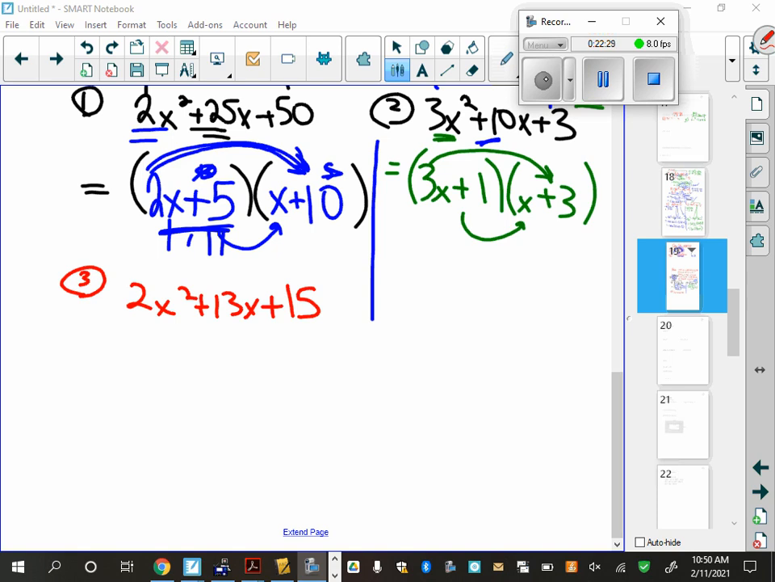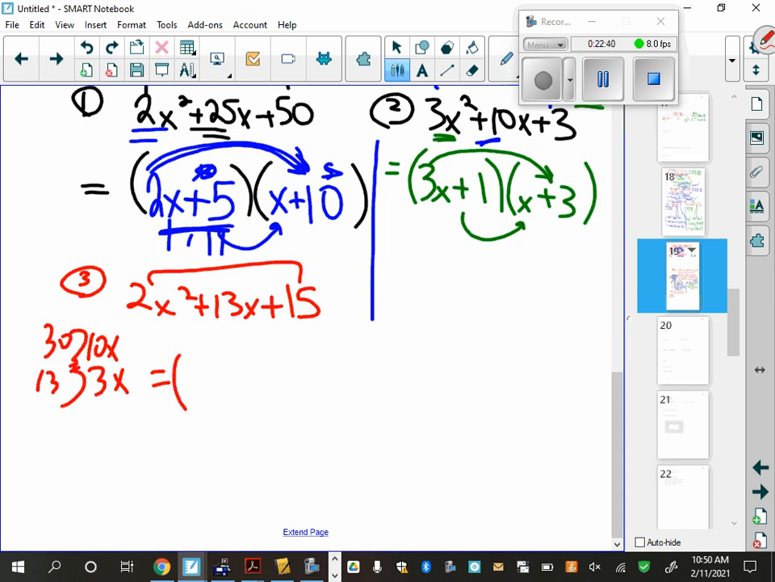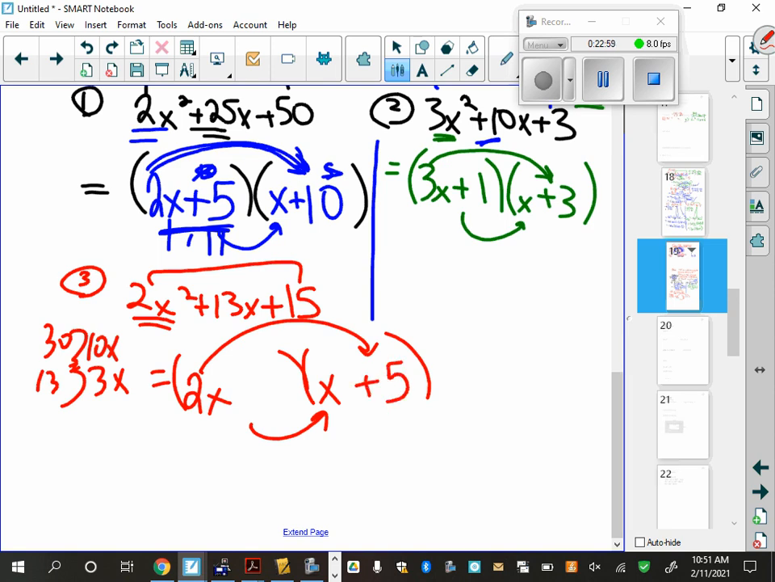Two numbers are multiplied to 30 and add to 13. Sounds like a 10x and a 3x to me. Getting easier. So next step is to create brackets. Get a 2x squared, 2x times x. Outer and inner arrow. How do you create a 10x? 2x times 5. We're going to put the 5 right beside the 2x or over here. Make sure you put it in the right spot.